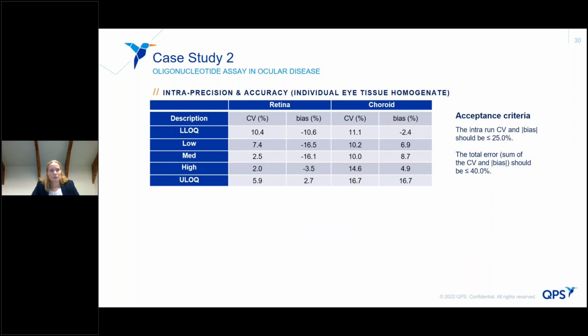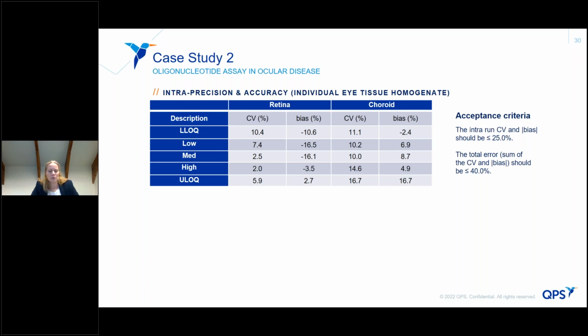We have a lot of data with also comparable results. I'm just going to show you the retina and choroid tissue, but we also tested a lot of other eye tissues, and they give similar results. The precision and accuracy for the retina and choroid are also all within the acceptance criteria. So CV and bias are below 25% for all concentration levels, and the total error is below 40%.